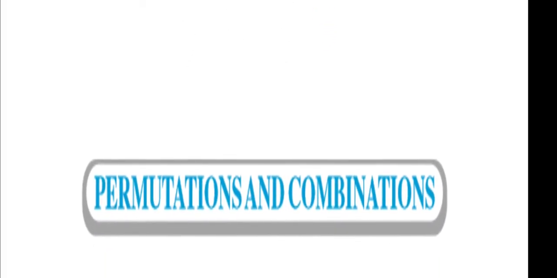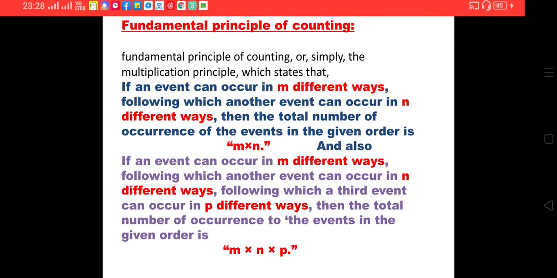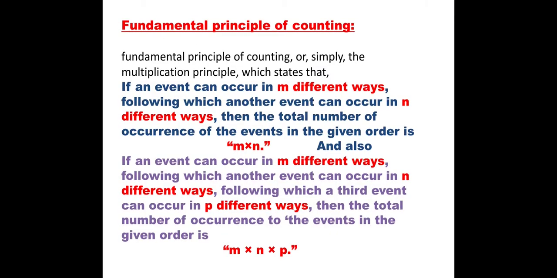Here I am going to start chapter 7. The name of the chapter is Permutation and Combination. Students, first of all, I will explain what the fundamental principle of counting is.